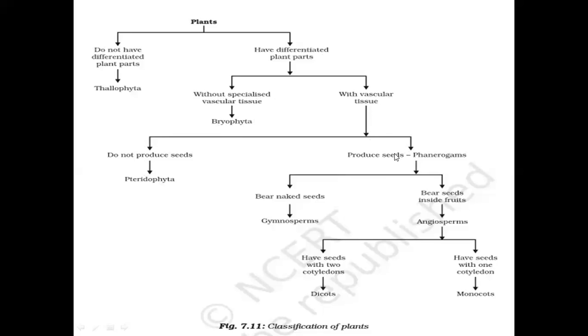On the basis of producing seeds, they are classified into two more types. If they bear naked seeds, they are called gymnosperms, and in case they are able to bear seeds inside fruits, they are called angiosperms. The angiosperms are further divided into two parts: those which have seeds with two cotyledons, that is the dicots, and the monocots, which have only one cotyledon.